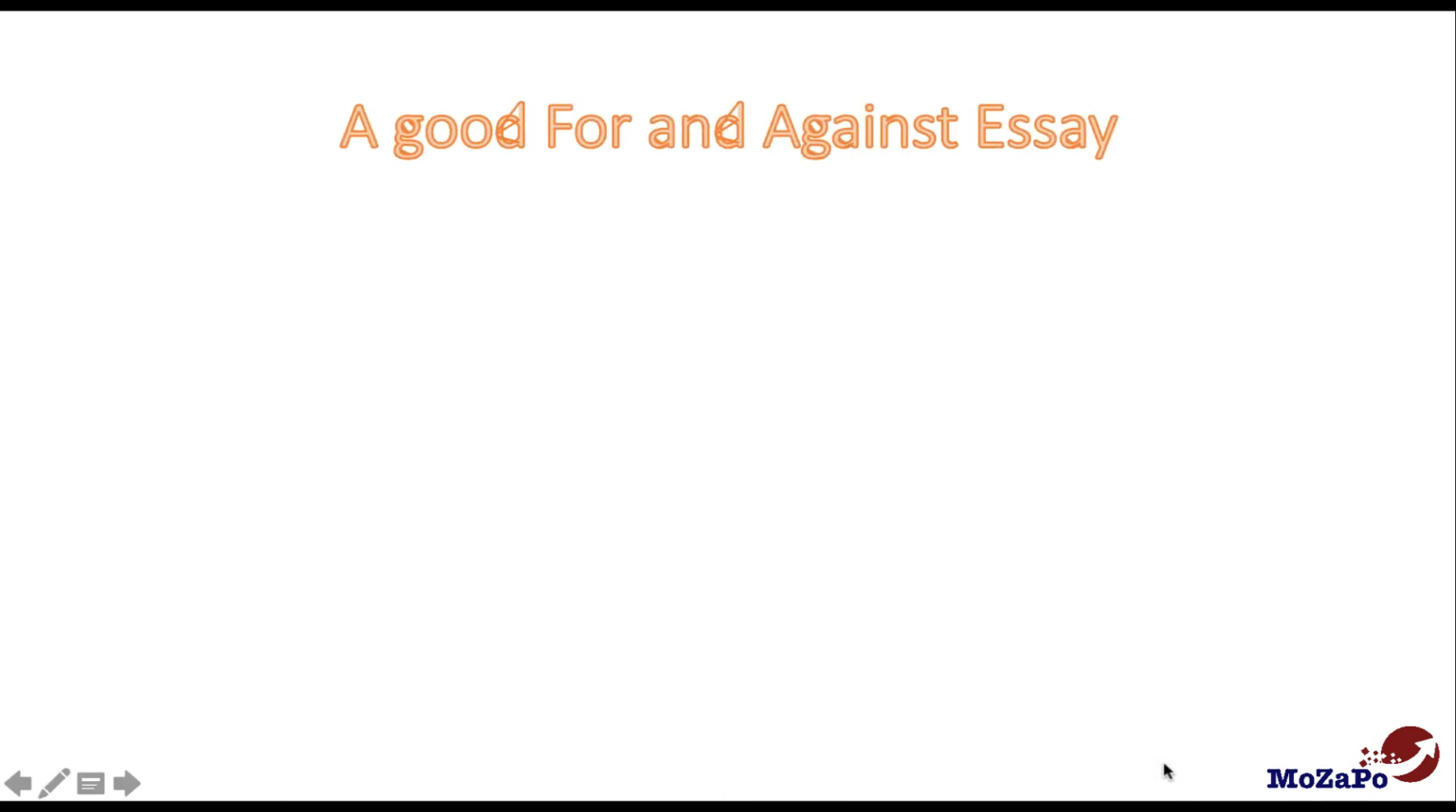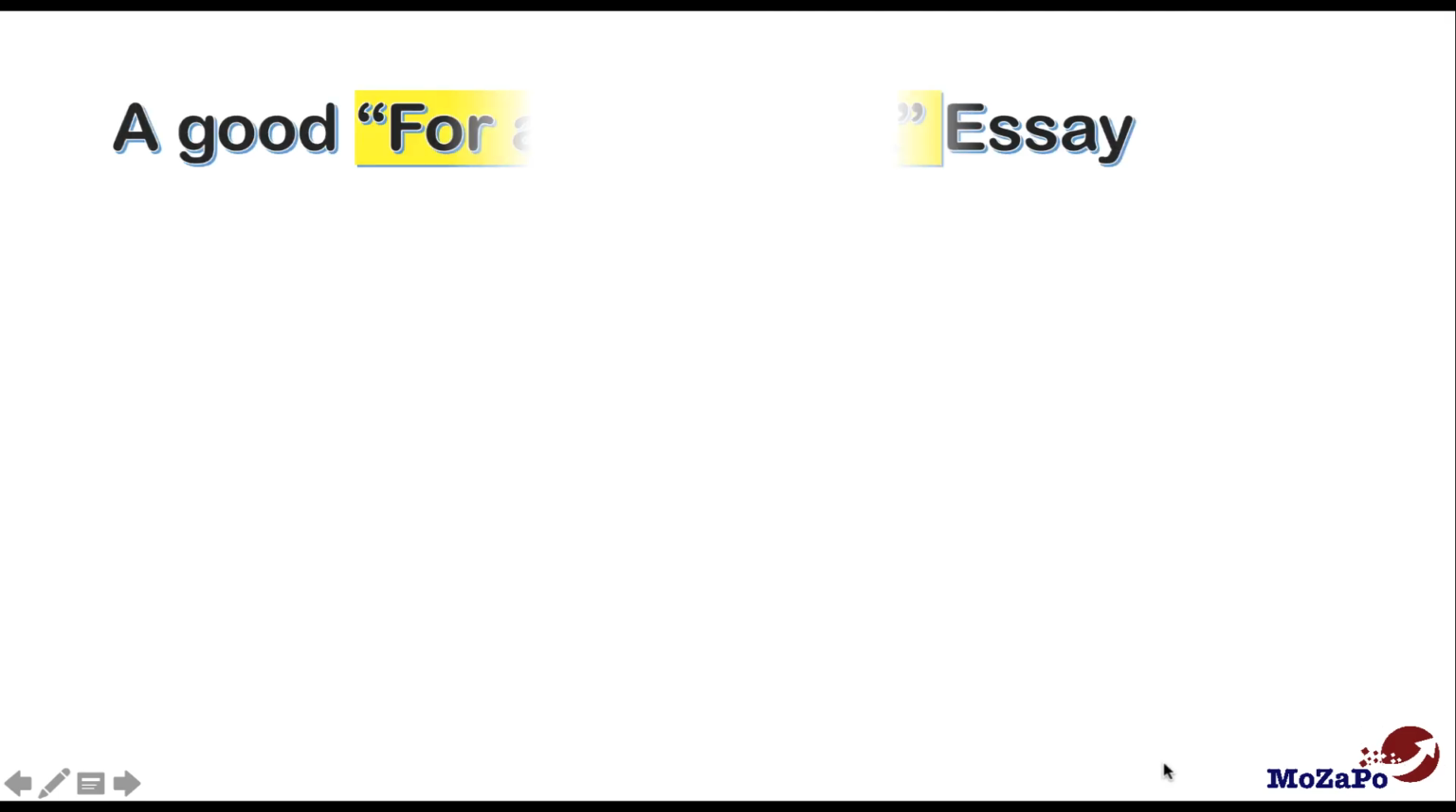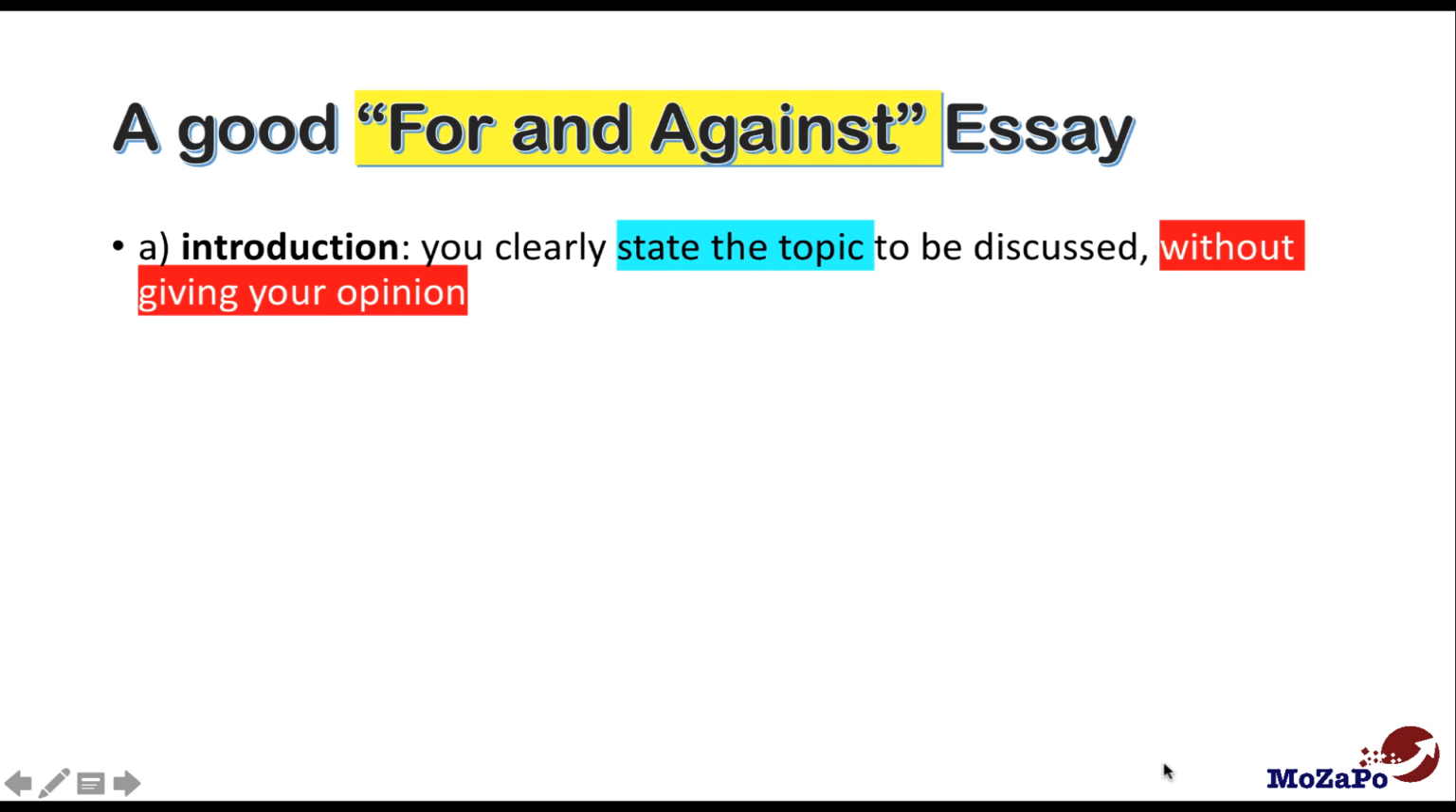A good for and against essay should have an introductory paragraph, a main body, and also a closing paragraph. Now let's check them one by one. Introduction: you should clearly state the topic to be discussed without giving your opinion. In the introduction, we don't give our opinion.